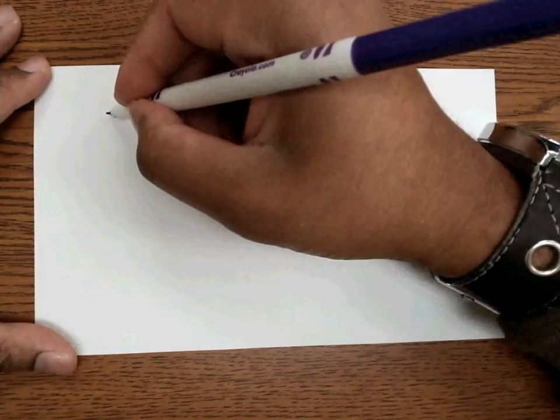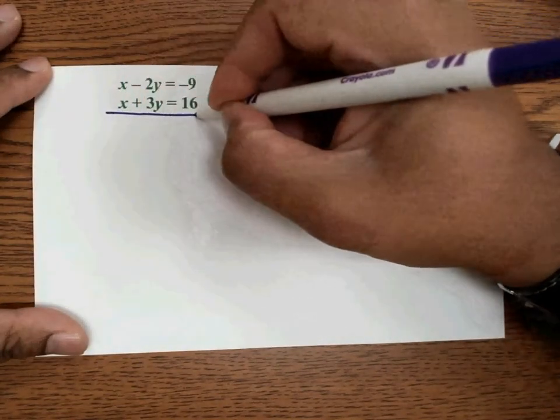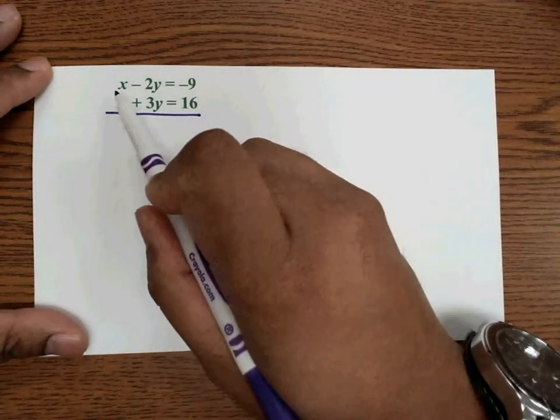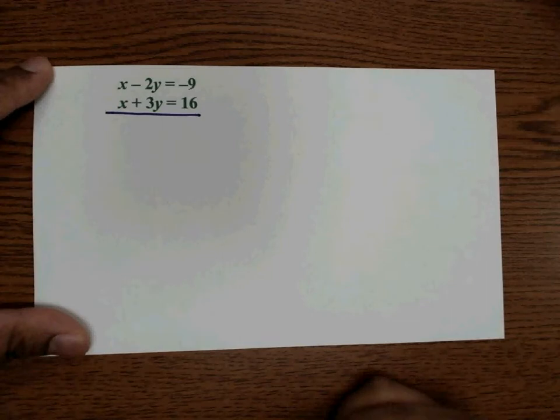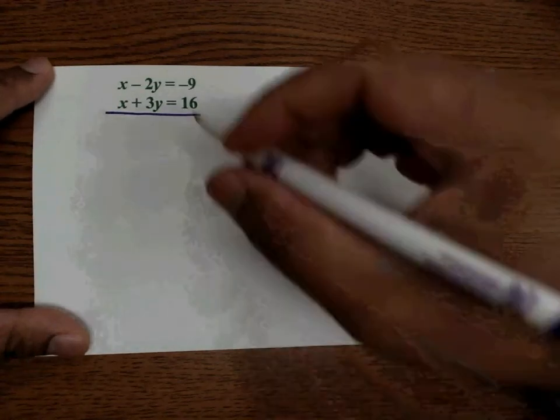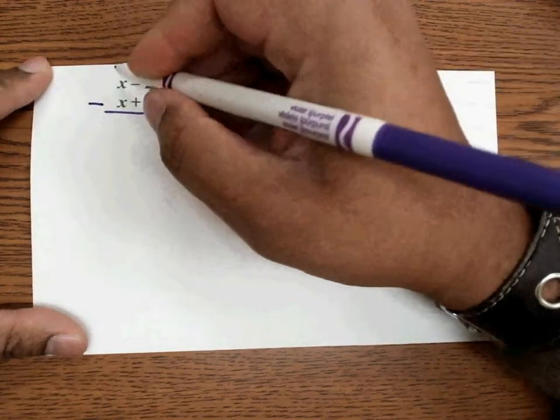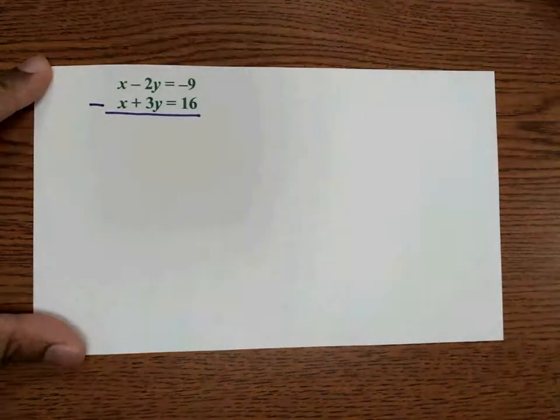So I'm going to draw my line underneath it. And we have a coefficient of 1 here and a coefficient of 1 there. So how can we make two 1s into 0? Do we add them together or subtract them? That is correct. We need to subtract. That's the only way 1 minus 1 will give us 0.